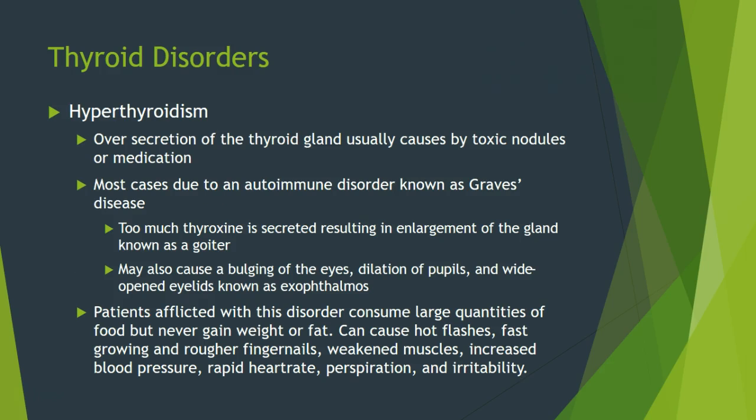Hyperthyroidism is another disorder, and that's where the thyroid gland is over-secreting. It might be caused by medication, it could be caused by toxic nodules in the thyroid, but most cases are due to an autoimmune disorder that we call Graves' disease. And this is where too much of a thyroid hormone, thyroxine, is secreted, and the person gets an enlargement of their thyroid gland that we call a goiter. The other thing that can happen with this hypersecretion of thyroxine is they can get exophthalmos of the eyes where they kind of bulge, and I'm going to show you a picture of that.